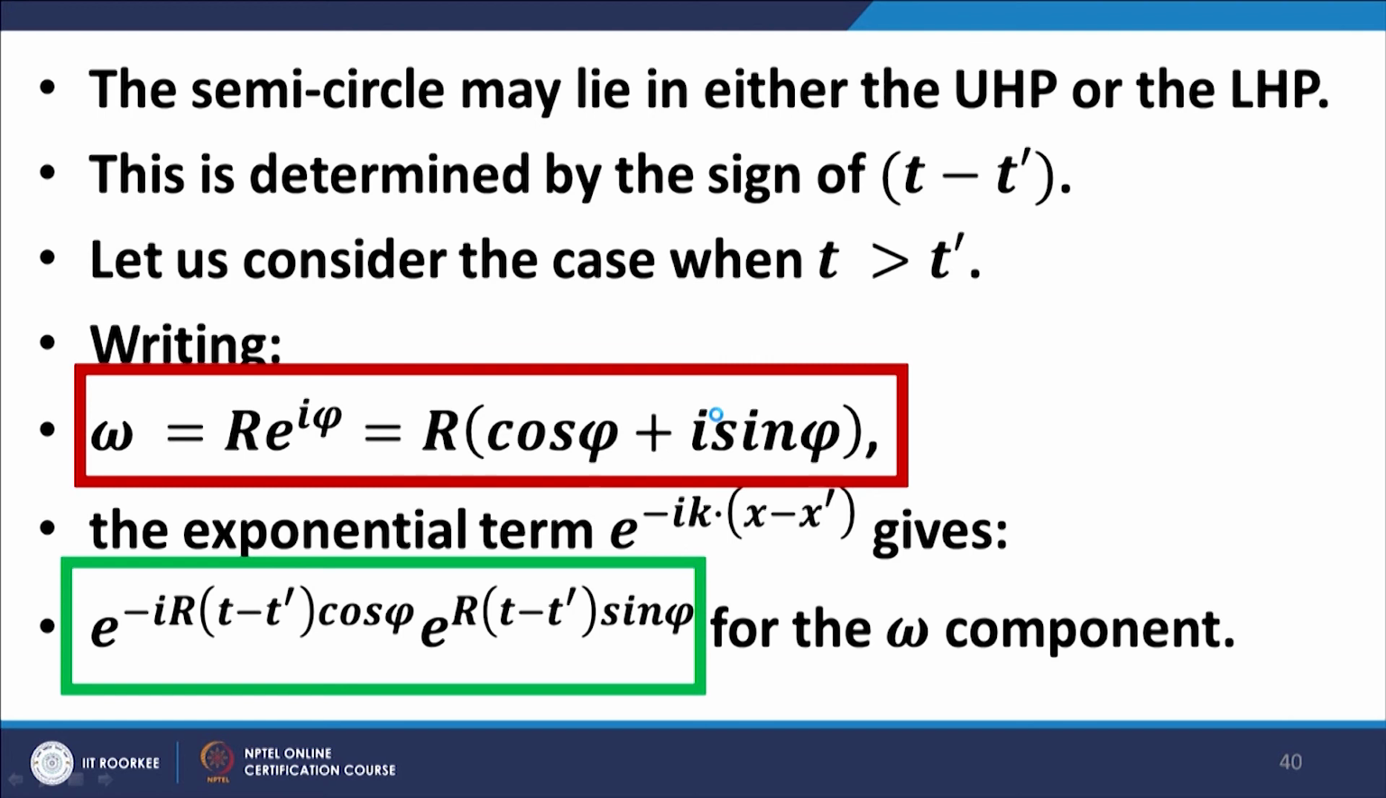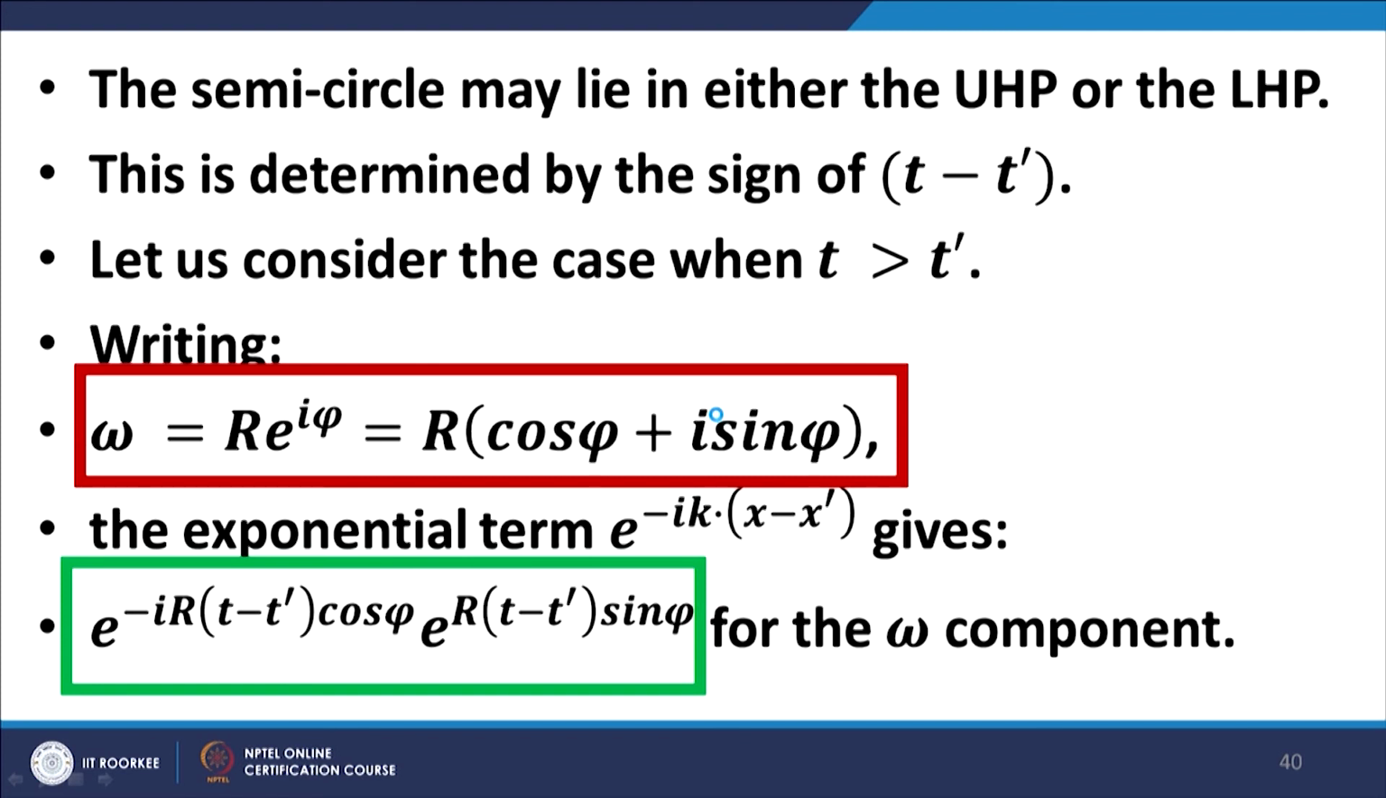Now, whether we close the contour by a semicircle at infinity in the upper half plane or in the lower half plane is determined by the sign of t minus t dash. T minus t dash determines whether the closing of the contour is to be done through the semicircle, which is later on pushed to infinity, in the upper half plane or in the lower half plane. Let us see the rationale behind it.